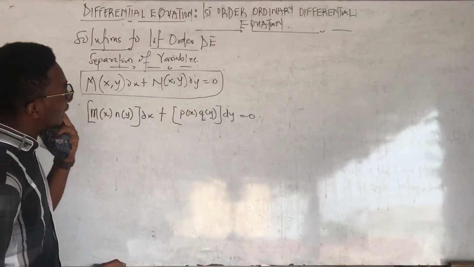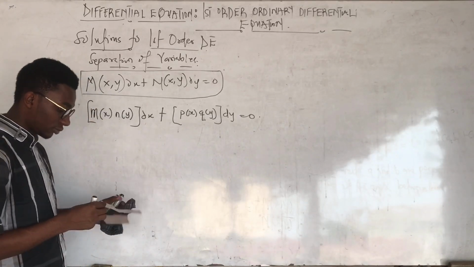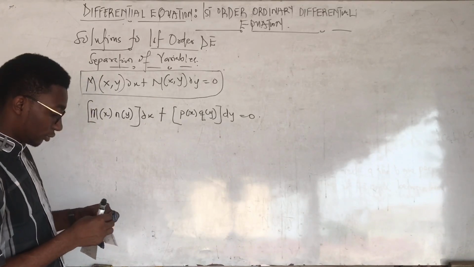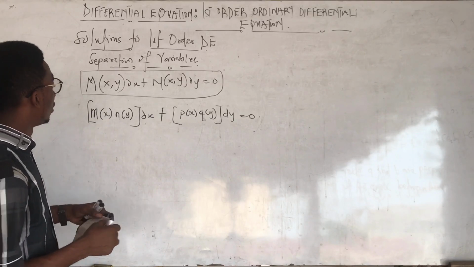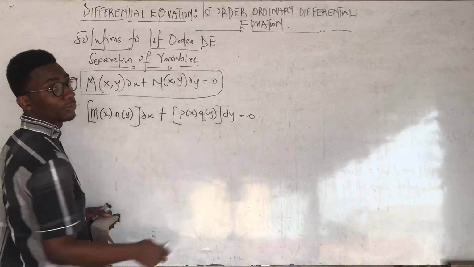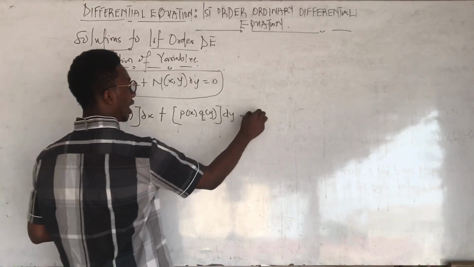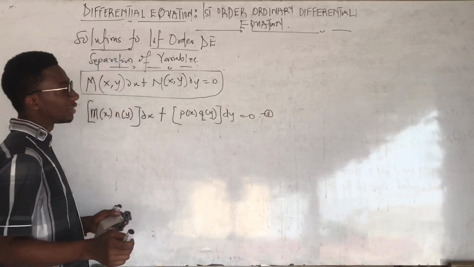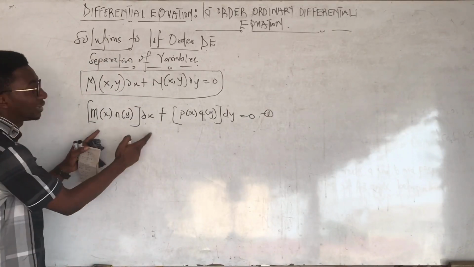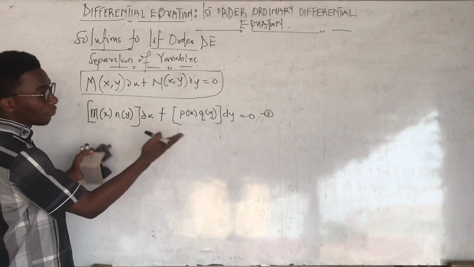Now, let's look at this equation very well. M of x, n of y with respect to dx, p of x, k of y with respect to dy. Let's take this as equation 1. So this is a question, a typical question you have been given. It's not a typical question, but I mean this is how the question should be.